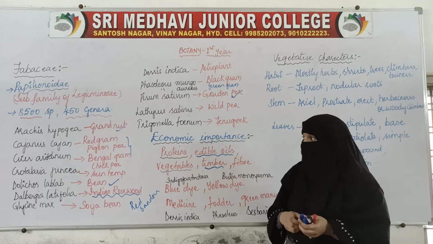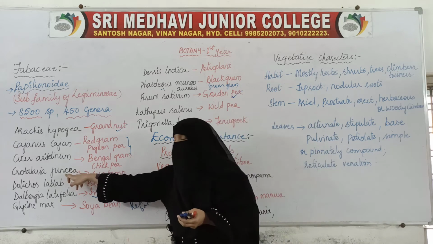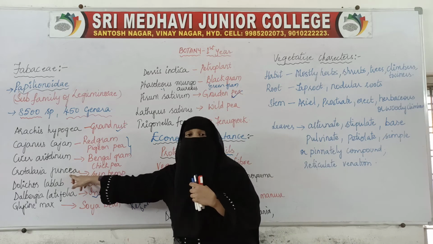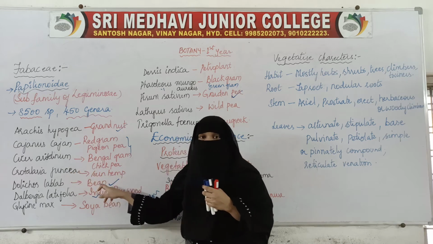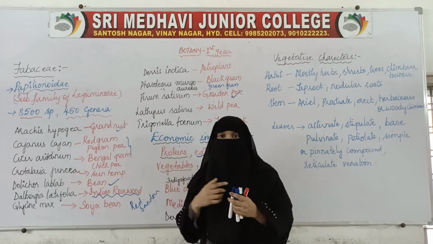Then we get fiber, from the sun hemp, Crotalaria juncea. This is a plant from which we extract fibers. With the help of these fibers, we make different things.